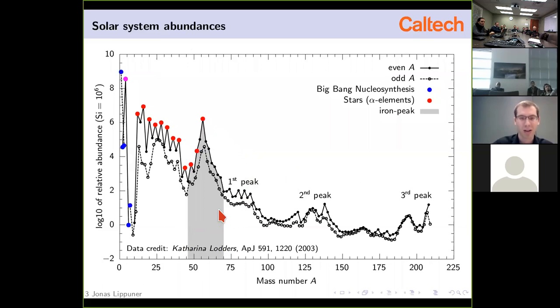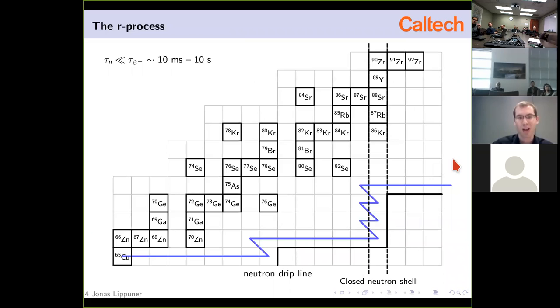But for anything heavier, we need some kind of neutron capture process. And the one that I want to focus on today is the r-process, the rapid neutron capture process. This is just a 30-second recap of how it works. We have some seed nucleus, in this example copper-65. We capture neutrons on it very rapidly, so we move to the right on this chart of nuclides. Then at some point we have beta decay, and then we capture more neutrons. This way we can very quickly build up very neutron-rich nuclides.